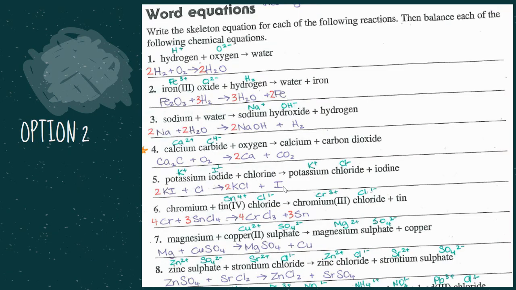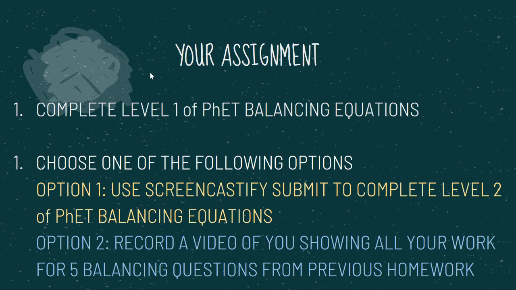Option 2 is just to take a look at your homework from last week. You can choose any 5 balancing equation questions and then just show all of the work step by step, having the table where you balance everything. So here I have the answers, but I haven't shown my work. So I would like you to do the crisscross method and then have a table with reactants and products, just like we did in the notes, and have all your work shown out for 5 of them. So those are your 2 options.